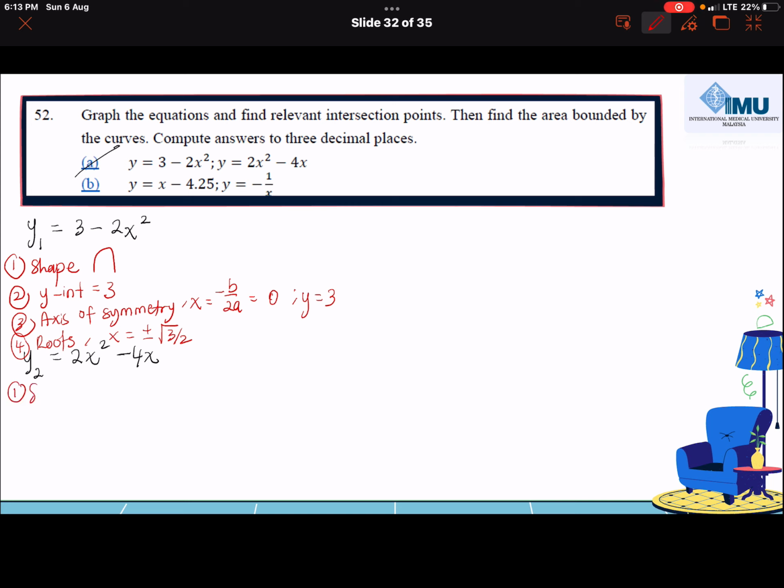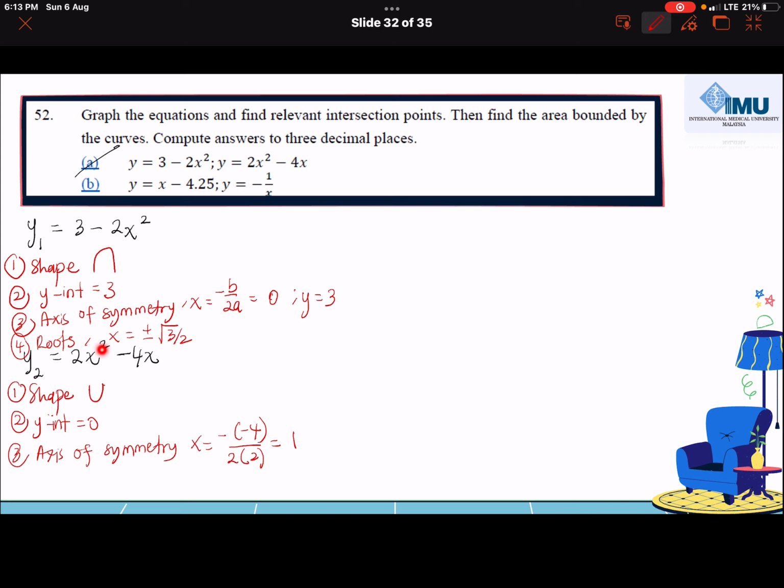As usual, start by identifying the shape. In the case of here, it's going to be a +2 for your A coefficient. Hence, it's going to be U shape. Y-intercept for the case of here is equal to 0 because you do not have a C value. The third one, axis of symmetry. Now, axis of symmetry is equivalent to -b. What is b here? Yes, it's going to be -4. Divided by 2, what is your A here? Yes, +2. Hence, you will get x equals to 1.